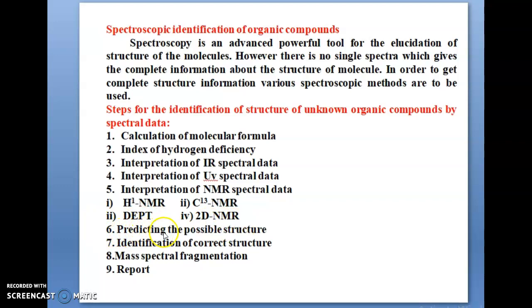And sixth one is predicting the possible structure. Seventh one, identification of correct structure. Eighth one, mass spectral fragmentation. And ninth one, report. Using these 9 steps, you can find out the unknown organic compound structure and formula.